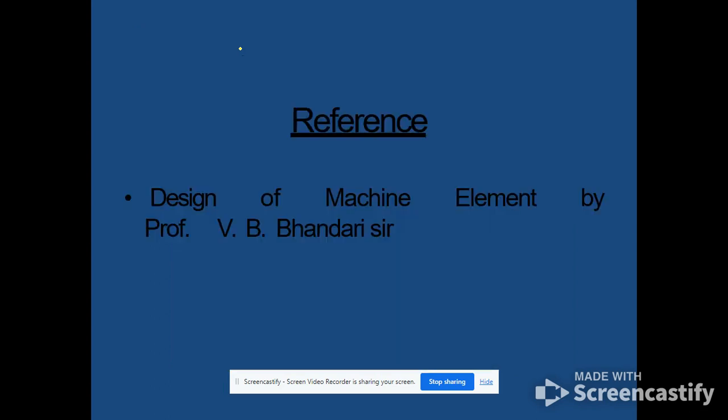Last one is the references: Design of Machine Elements by V. B. Bhandari.